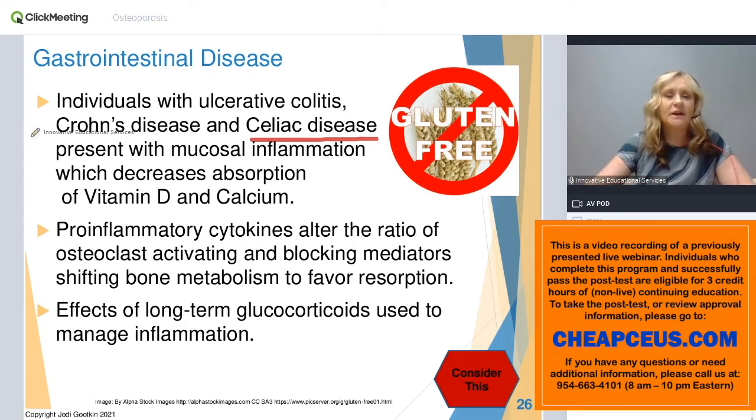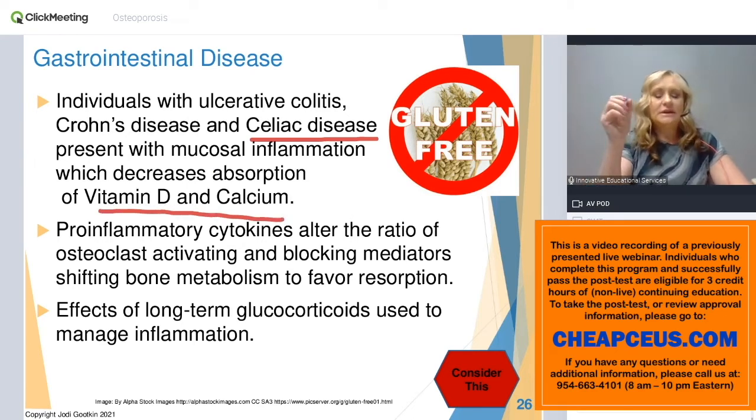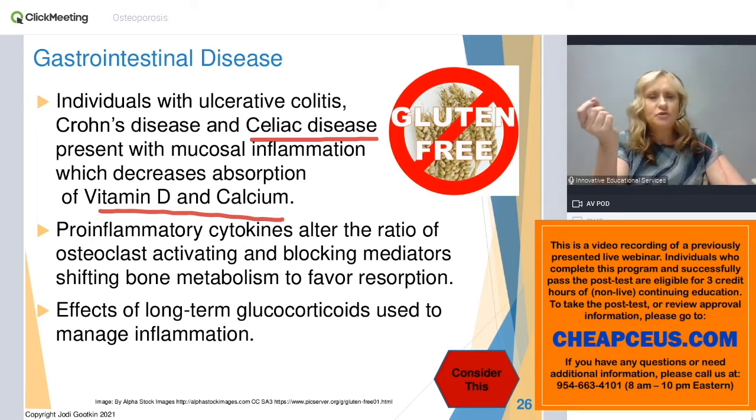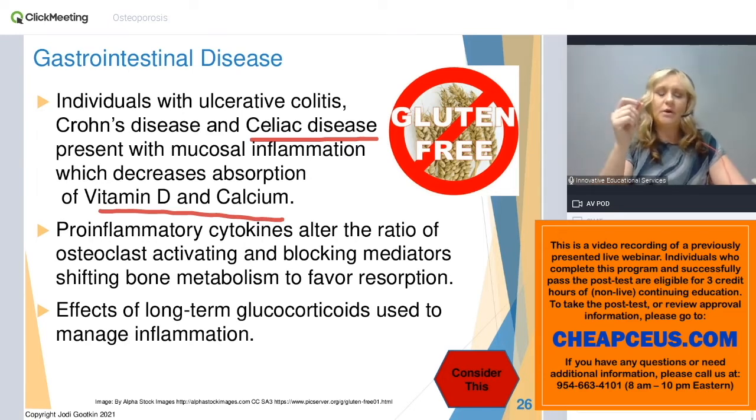They're also finding that not only is there a concern with vitamin D and calcium absorption, but also we see an increase in the mediators that control that balance of bone breakdown and bone production, and they tend to promote the osteoclast activity. So it tends to just naturally favor reabsorption.